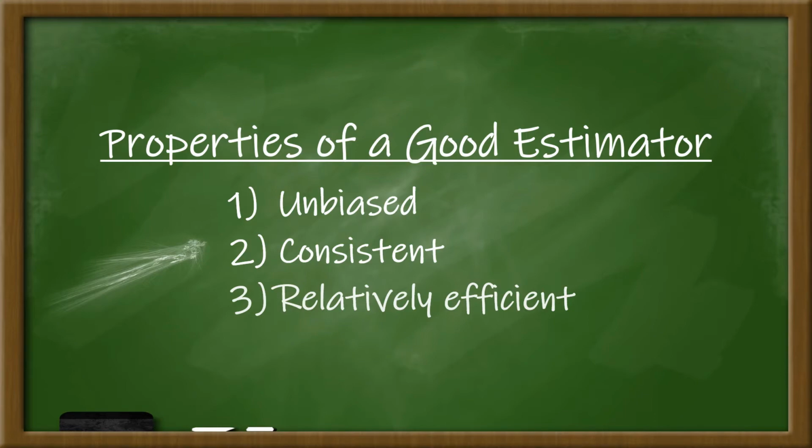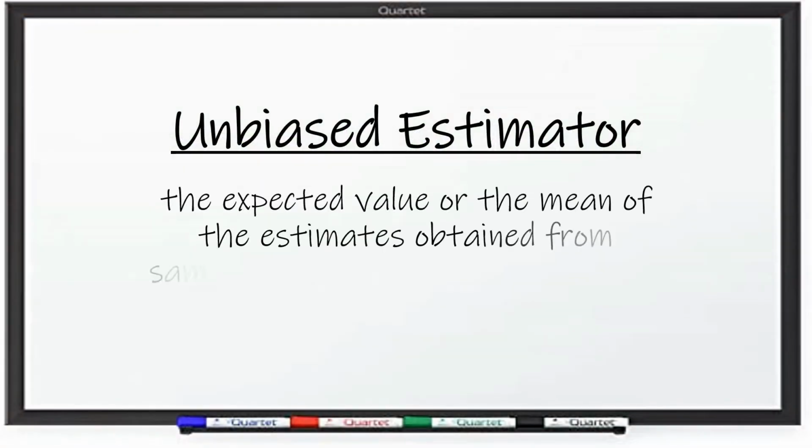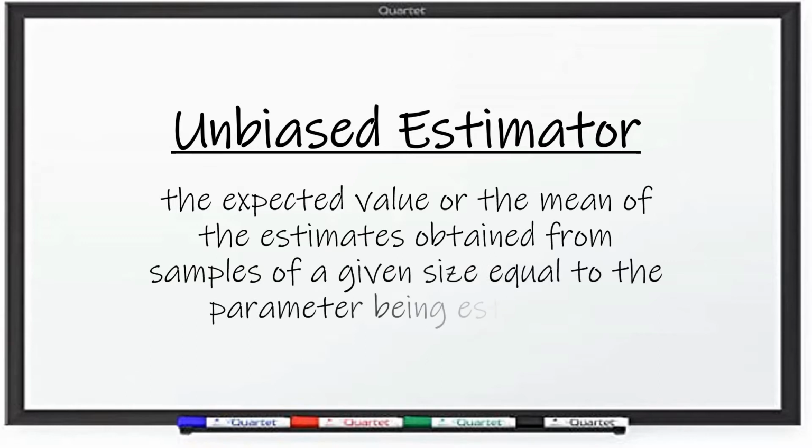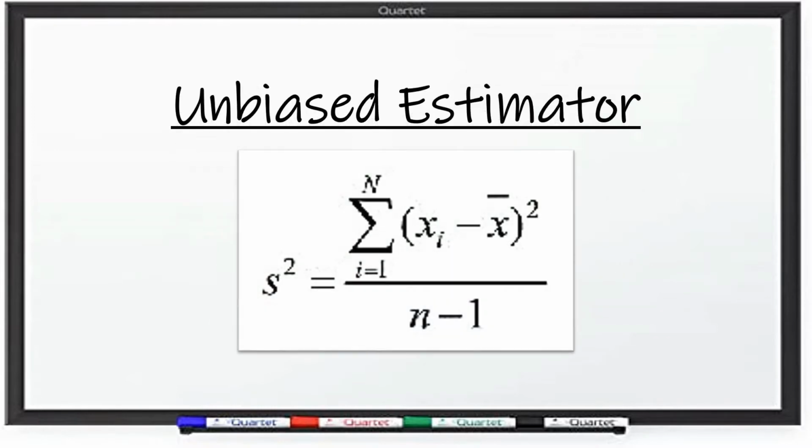The first property is called unbiased estimator. An unbiased estimator is one where the expected value or the mean of the estimates obtained from samples of a given size is equal to the parameter being estimated. The sample variance calculated using a divisor of n-1 is an unbiased estimator of the population variance.